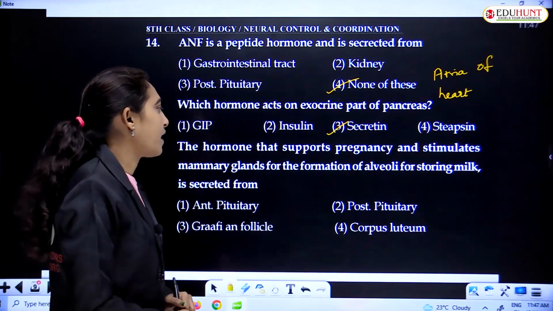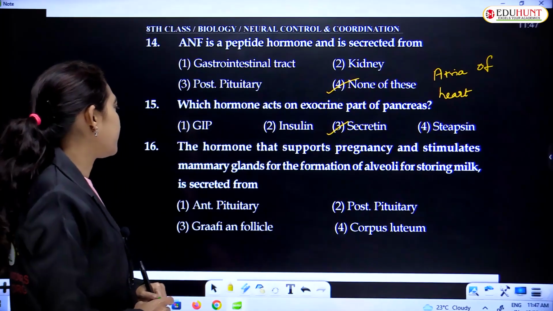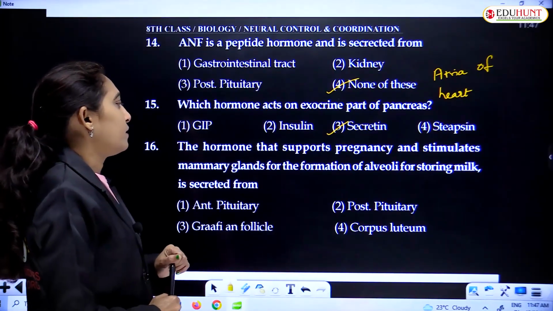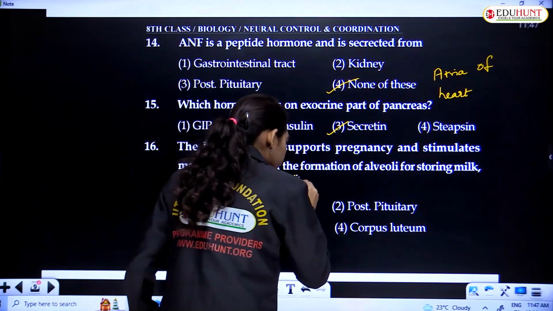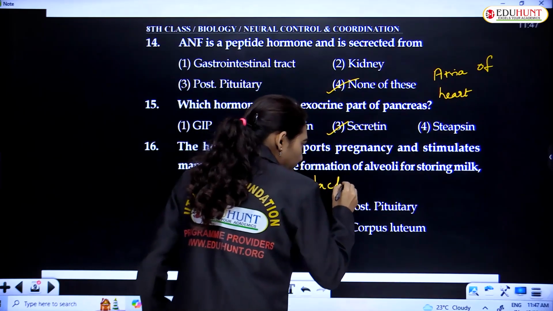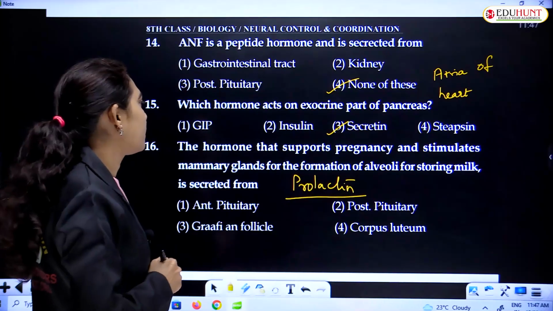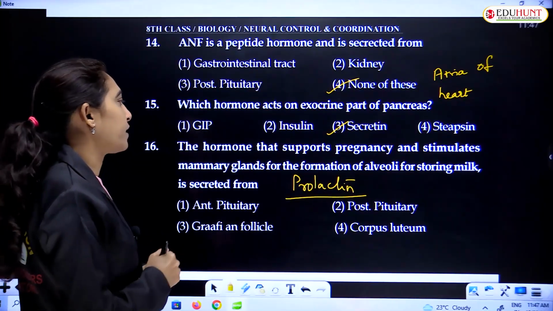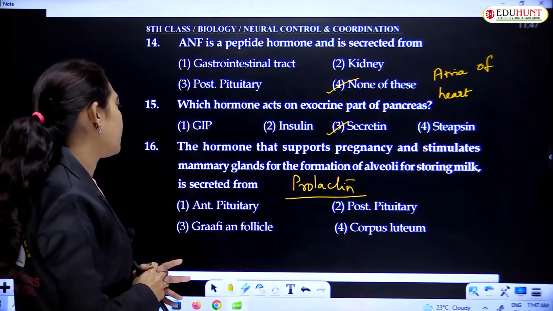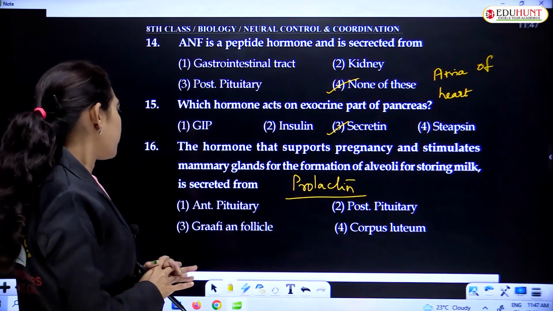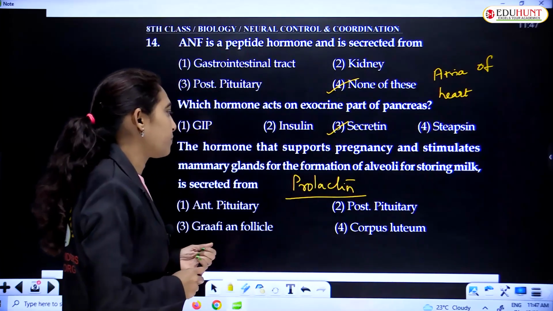The hormone that supports pregnancy and stimulates mammary glands for the formation of alveoli for storing milk is secreted from, that is, prolactin hormone. So we need to first identify the hormone responsible for that, which supports pregnancy and stimulates mammary glands for the formation of alveoli for storing milk, and where it is secreted from. The options are anterior pituitary, Graafian follicle, posterior pituitary, corpus luteum.